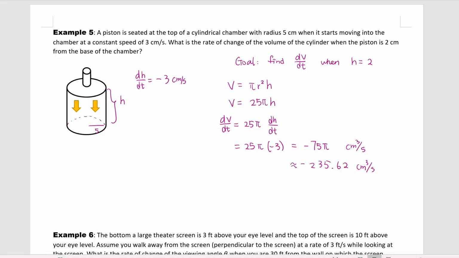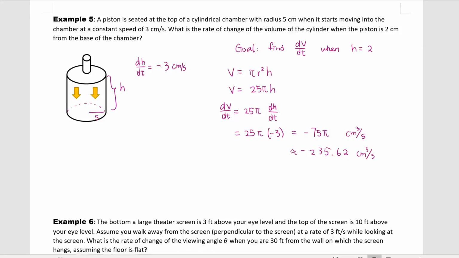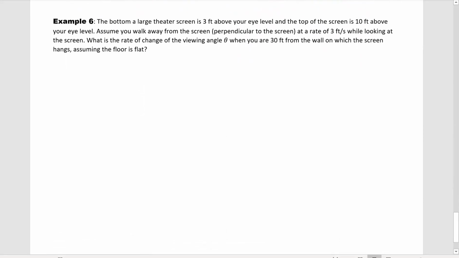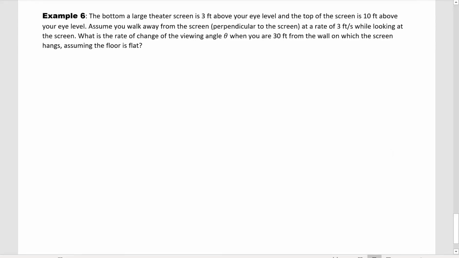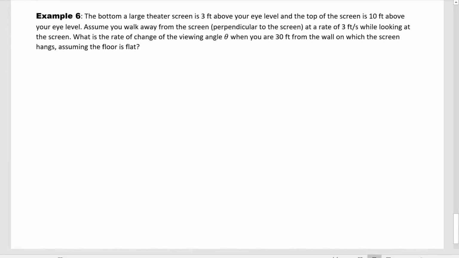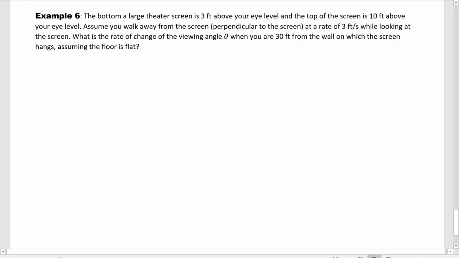This example is easier than the previous one, right? Okay, let's continue. Example 6. I really hope that before we go over the example, you can first try to work on it, and then after you finish, we can check our answer together.